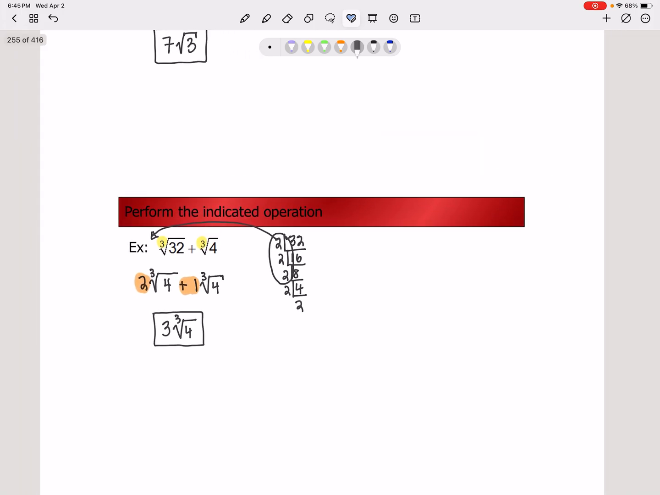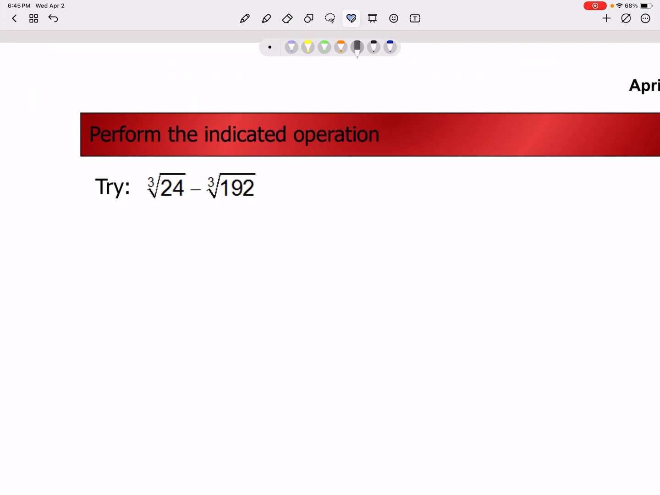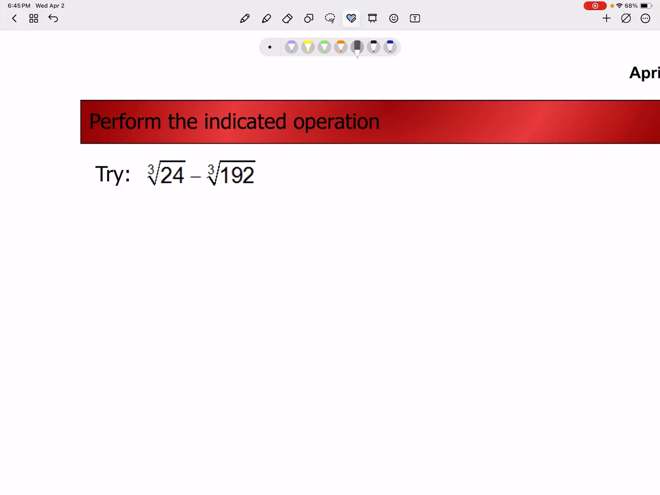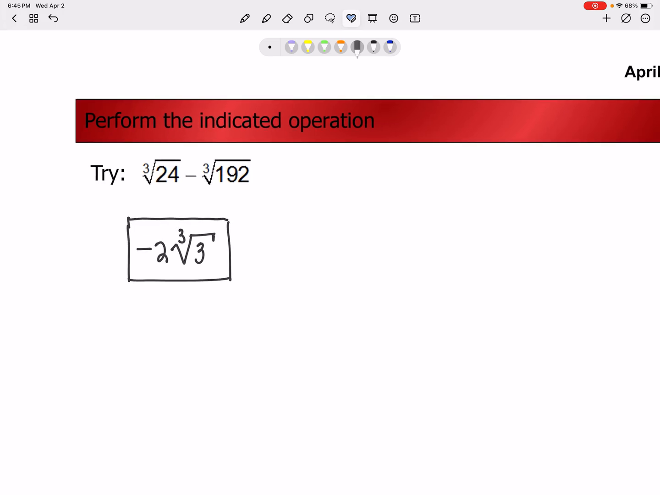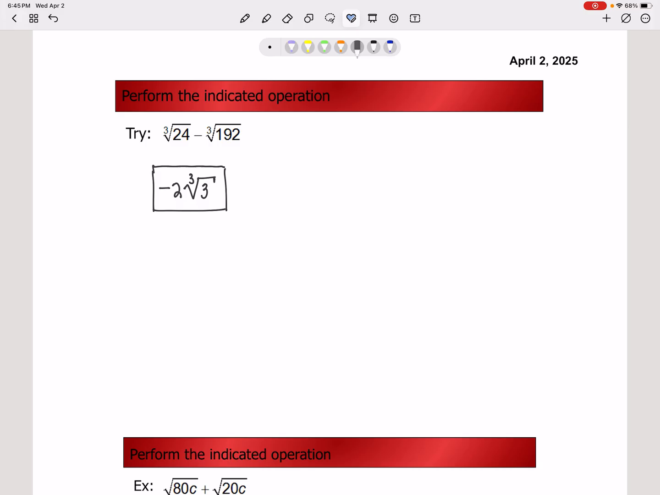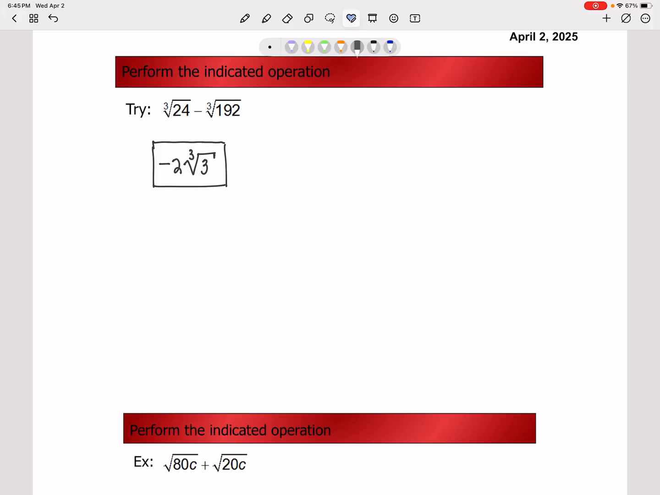And now we have one for you to try. So go ahead and try this one. Press pause, and when you're ready to see the answer, come on back. Okay, welcome back. You should have gotten -2 times the cubed root of 3. Now, if you got that, then that's your check your understanding. That means you're right on track. If you don't have that, you definitely need to reach out for some help, and we can get you that help. Okay, in the next video, we will incorporate some variables.